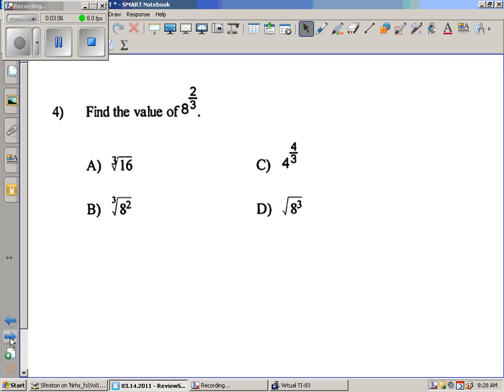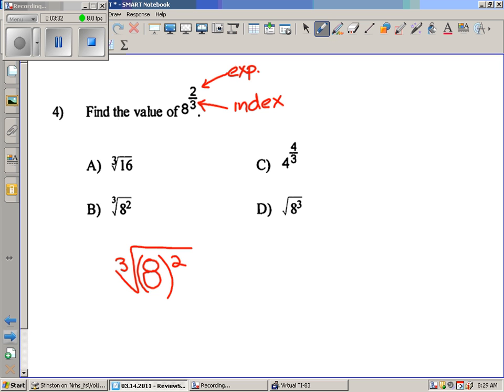Find the value of 8 to the 2/3. So here's a way so that you can't just plug it into your calculator. You actually have to know how stuff works. Exponent, index. So this is the same thing as the cubed root of 8, squared. Yeah, right there. B.